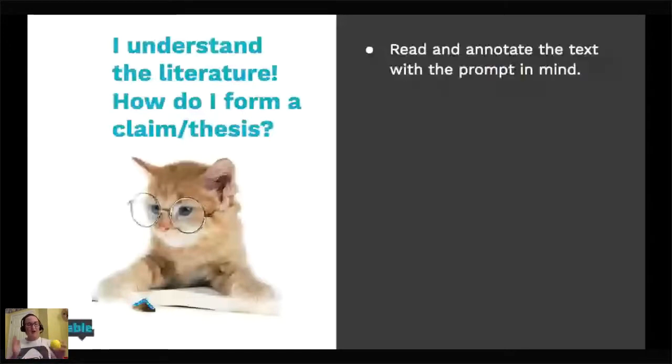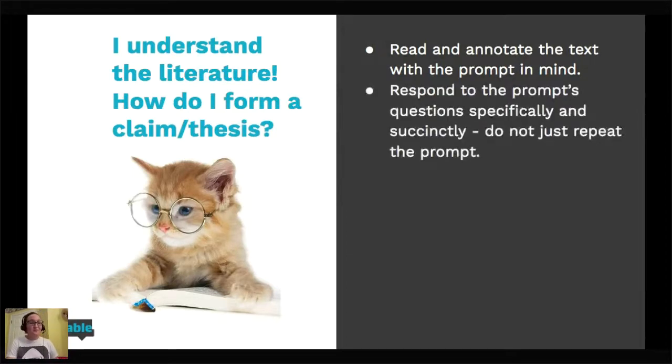We're not going away. Okay, a lot of this looks repetitive because you are annotating more than once and you are reading the text more than once. So if I'm saying read and annotate, read and annotate, read and annotate, that's because you actually are going through this multiple times. So how do you form a claim and thesis? You read and annotate the text with the prompt in mind. So I'm going to go back again to that: looking for a complex relationship between a father and son. You're looking for evidence that's gathering pieces that will prove this complex relationship, but you're also figuring that out.